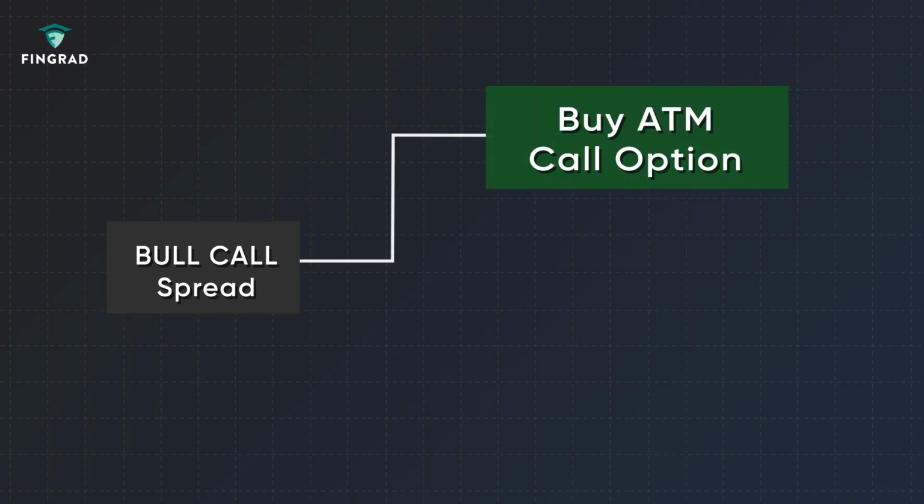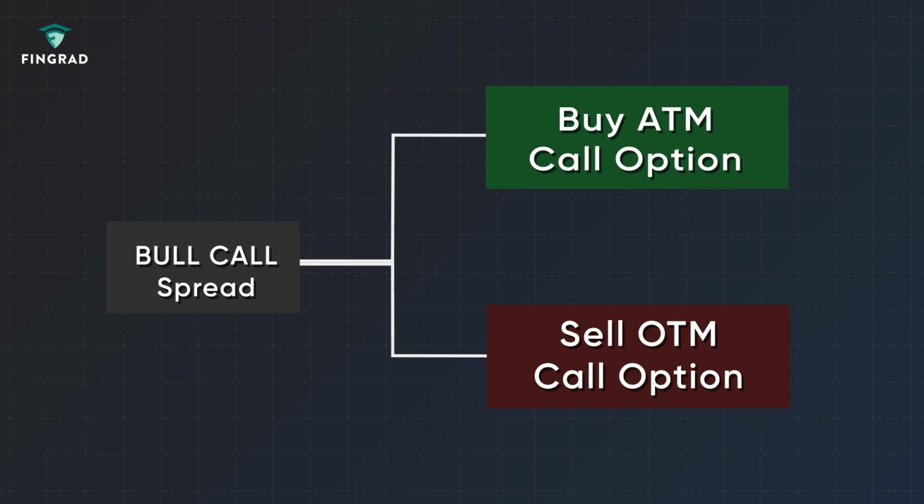Now, what is a bull call spread? So bull call spread, as you can understand from the name, will have call options and it is a two-legged strategy. So what is the first leg in this? Under the strategy, the first leg is that you buy an at the money call option. Remember again, you buy an at the money call option. And the second leg is you sell an out of the money call option.